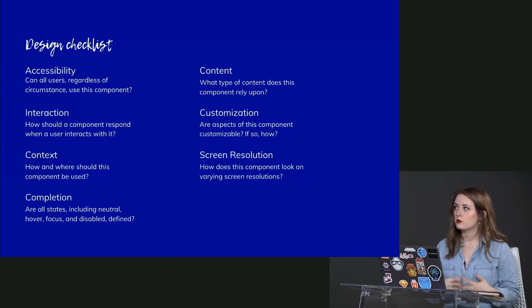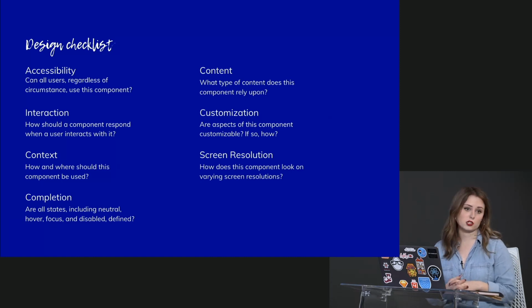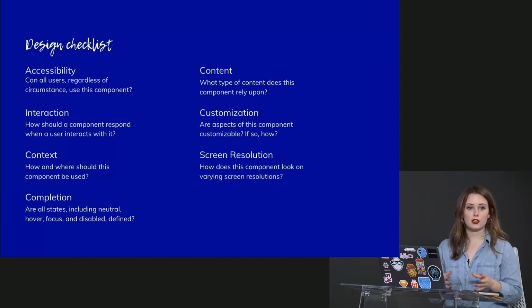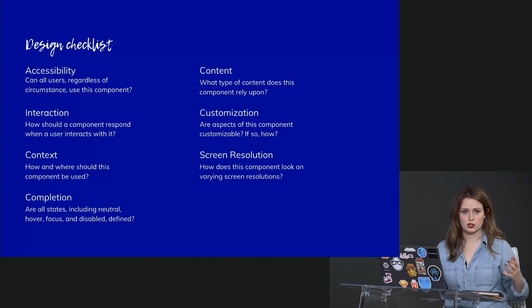So in terms of a checklist, I like having a checklist to say, hey, can all users, regardless of circumstance, use this component? How should a component respond when a user actually interacts with it? How can they interact with it? When and where should this component be used? Like, where would I use a link versus a tertiary button, which looks just like a link? Like, what's the differentiation here?